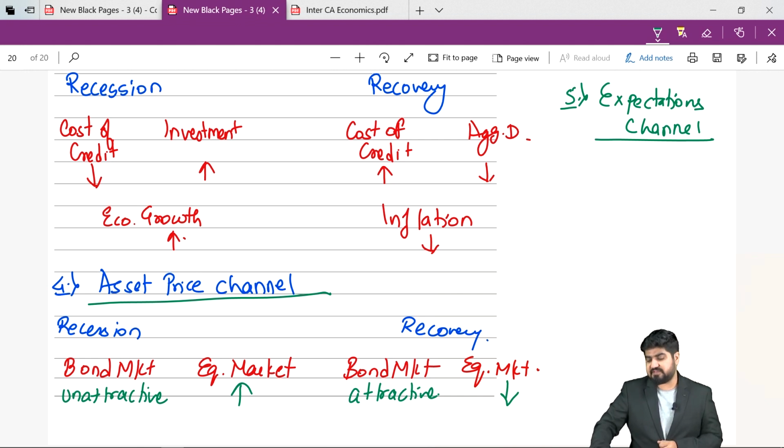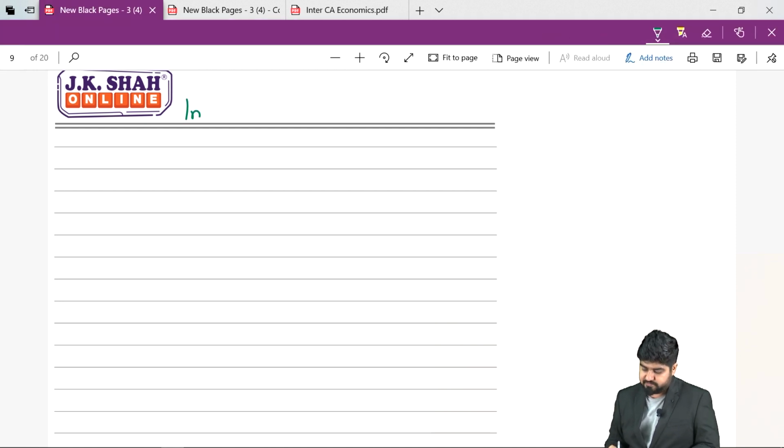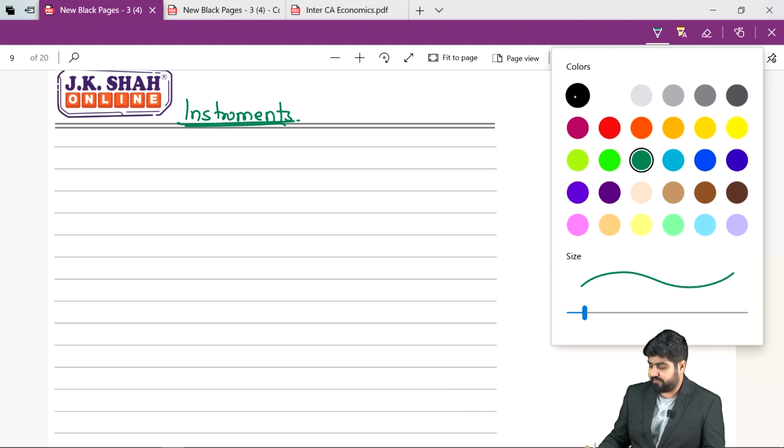So these are the 5 channels, students, which we also call as analytics of monetary policy or monetary policy transmission mechanism. Next part is nothing but instruments. Now when I say instruments, friends, please remember, in case of instruments, you need to know what is your operating target and what is your intermediate target. That means for what reason you are making this monetary policy. Depending upon that, you will select the right instrument.